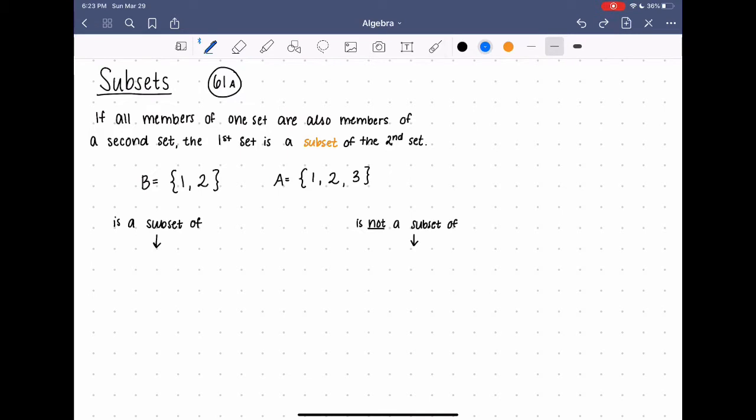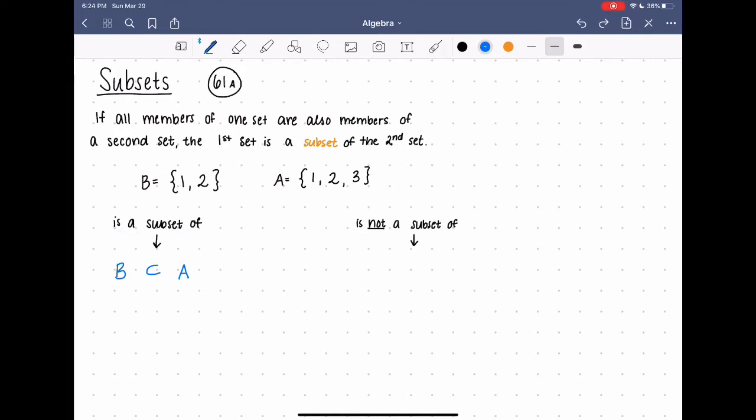If all members of one set are also members of the second set, the first set is a subset of the second set. So let's look at these numbers here. 1 and 2 are the set of B, and they are also in the set of A. So therefore, B would be considered a subset of A because it has the same numbers that are in A. So I can write that out as B is a subset of A. And we use this symbol to say is a subset of.